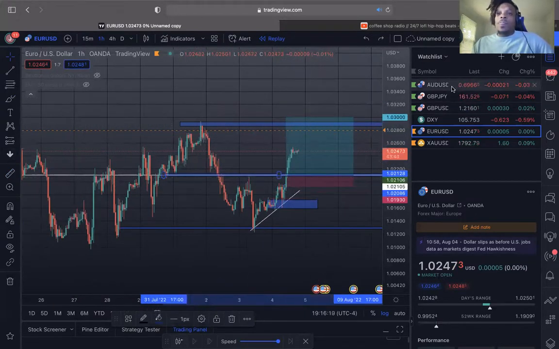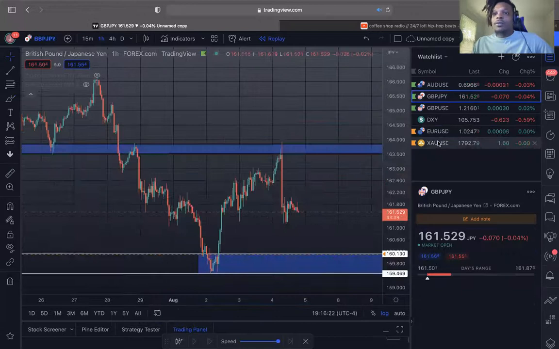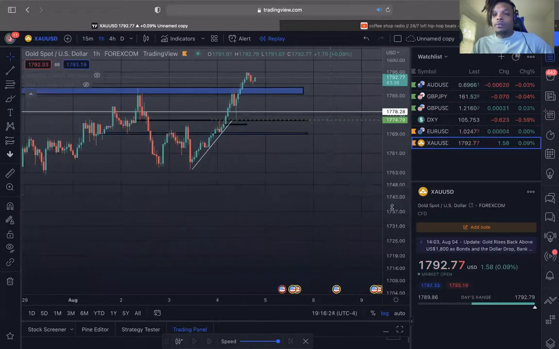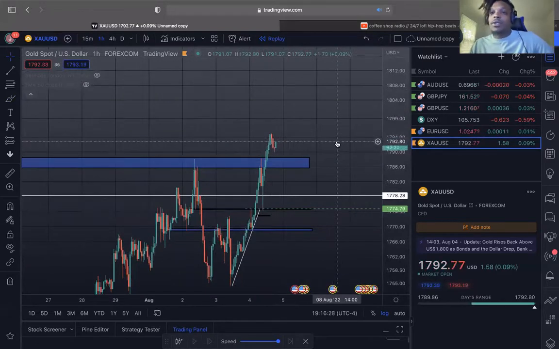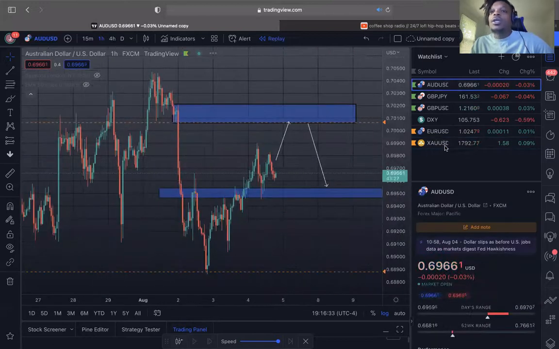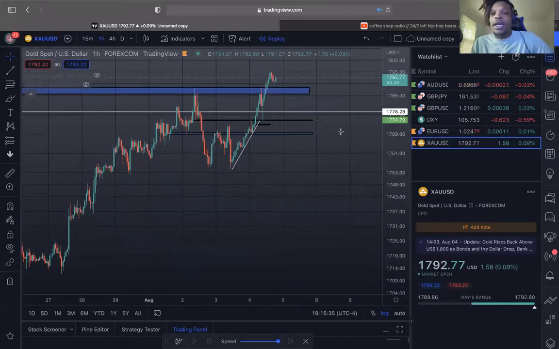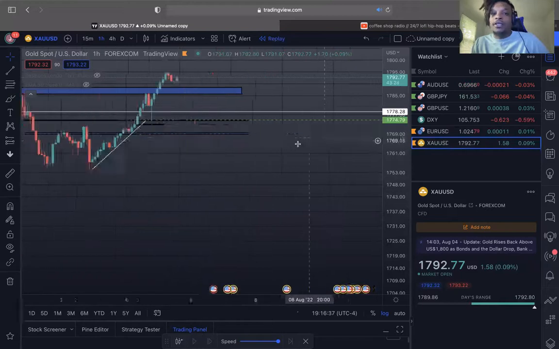Now, I usually only trade GJ and gold. I'm trying to stick to 1 or 2 pairs, and that's GJ and AU. Gold is like my third. I love gold, I just try not to trade it that much.